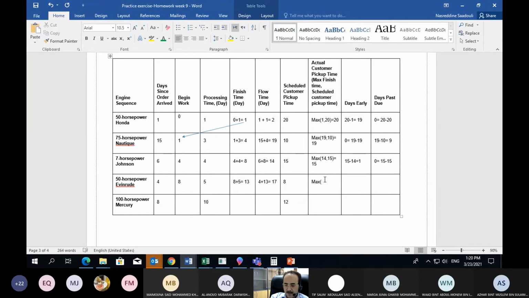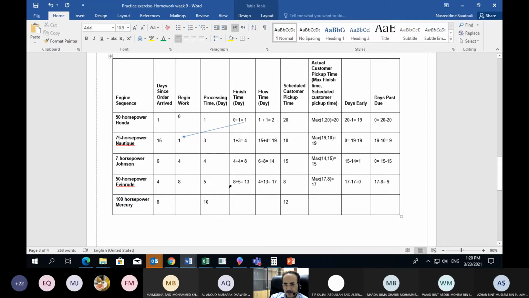The maximum of 17 and 8, which is 17. Is this job late or early? It's definitely late. And that's why the days early will definitely be 0, whereas the days late is 9. It's 9 days late: 17 minus the schedule of 8.